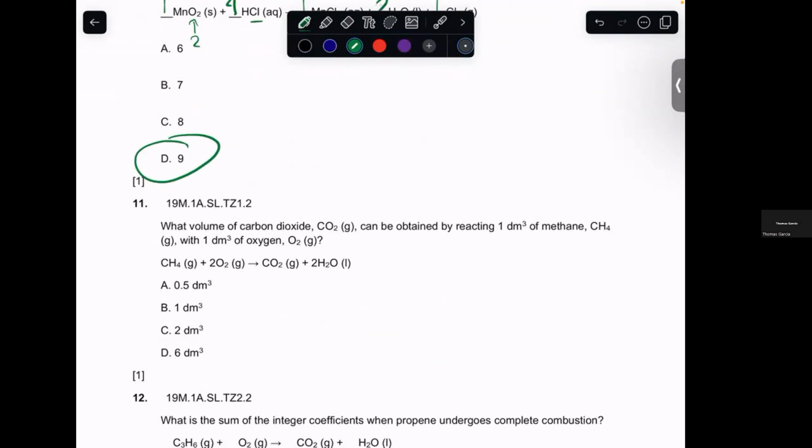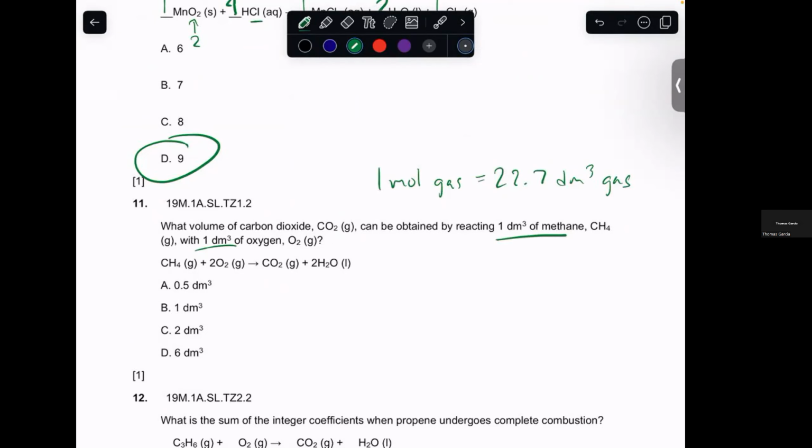What volume of carbon dioxide, CO2, can be obtained by reacting 1 decimeter cubed of methane with 1 decimeter cubed of oxygen? Well, we can actually convert moles and volume to the same because gases take up the same space regardless of what gas it is. So we can actually use the same mole ratio that we use for moles as we do with decimeters. If you need the actual proof for that, you can use the data booklet, which says that 1 mole of any gas is equal to 22.7 decimeters cubed of that gas.